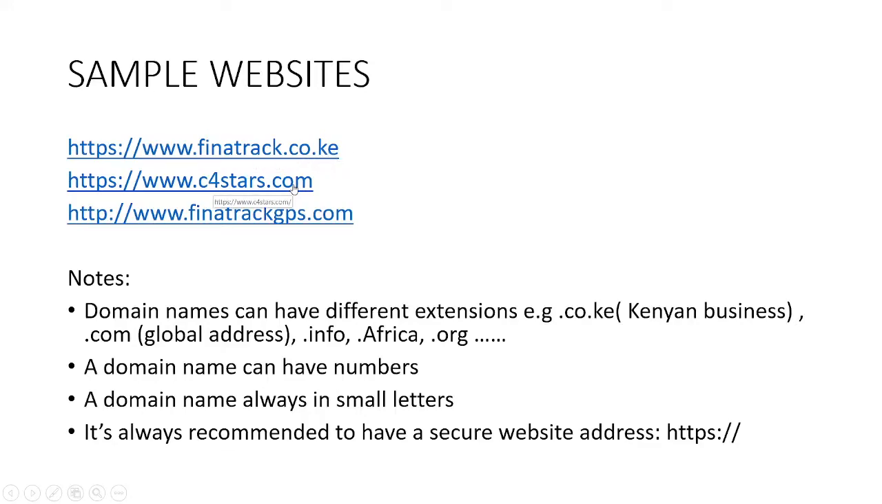So .co.ke is mainly for Kenyan businesses, and it shows the browser that the business is located in Kenya. Whereas you can have a .com, which is not specific to any country. You can find that a company maybe in Uganda will have ug.co.ug, or in the UK .uk. But .com is a general website address. You can find this in mainly businesses which target a global user base.